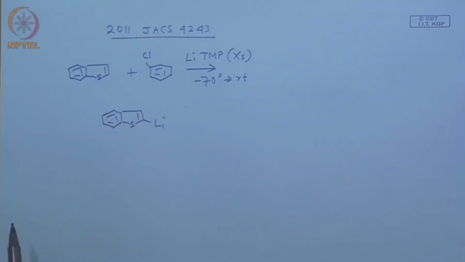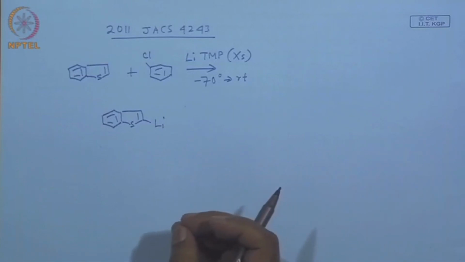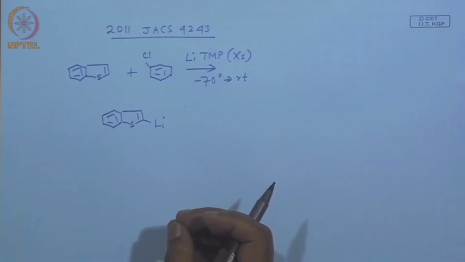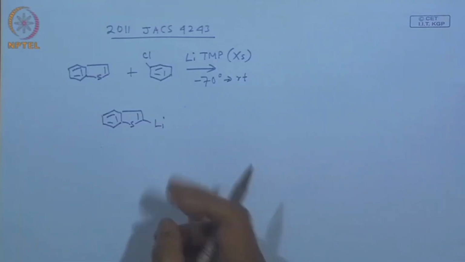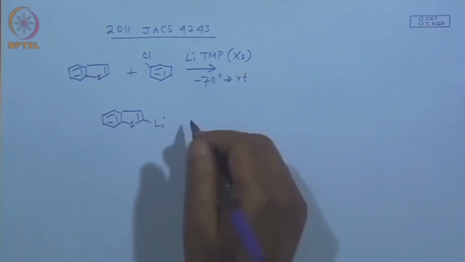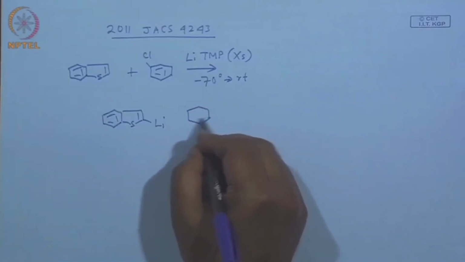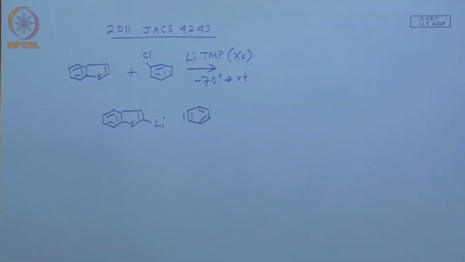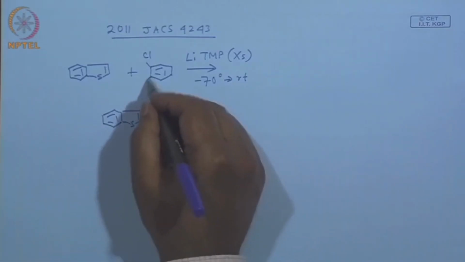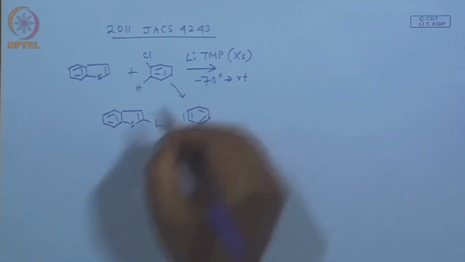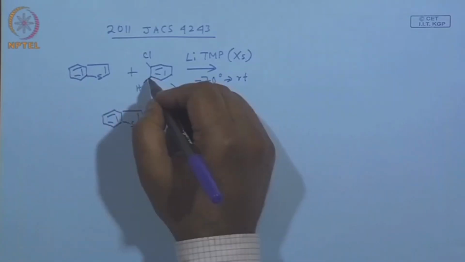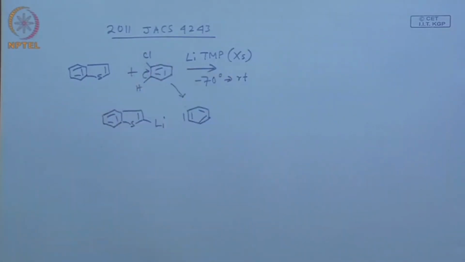lithiation, and the site of the lithiation is very simple, easy to predict now, next to the heteroatom. What next? Because we have excess, we can see once again a deprotonation. This one also is driven by the deprotonation and the chlorine is expelled. So, benzene formation takes place.